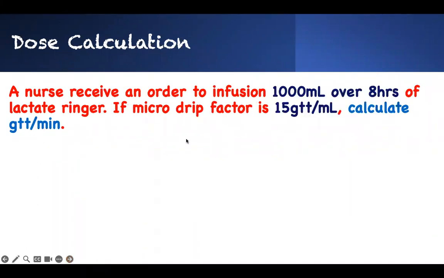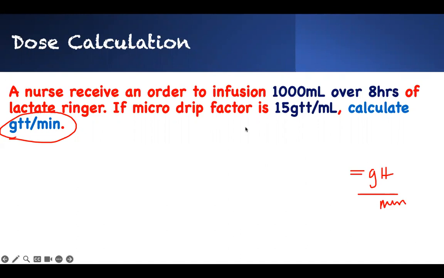A nurse received an order of infusion of 1,000 ml over 8 hours of lactated Ringer's. Once again, the micro drip factor, this one they've given you. If they don't give you, you assume micro is 60 drops per ml and macro is 20. But if they give it to you, use what they've given you. So calculate the drips per minute. Whatever they've given you is what I'm going to use. I'm going to write my answer here. Drips per minute. I have to make sure my answer is like that.